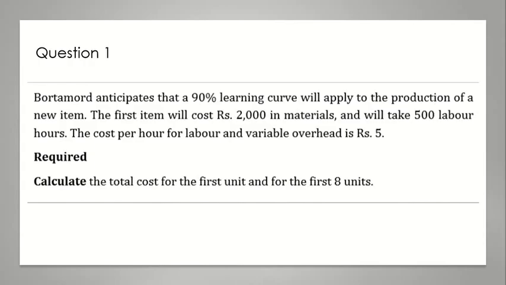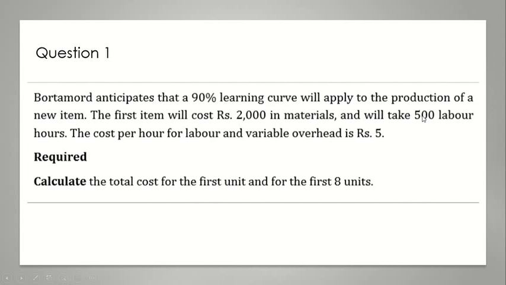Now we'll move to one question, then you can understand it easily. So this is question number 1. Bottom mode anticipates that a 90% learning curve will apply to the production of a new item. If it is a new item, obviously there will be a learning curve impact, and they have given 90% as the learning curve. Then they are saying the first item will cost 2000 in materials and will take 500 labor hours.